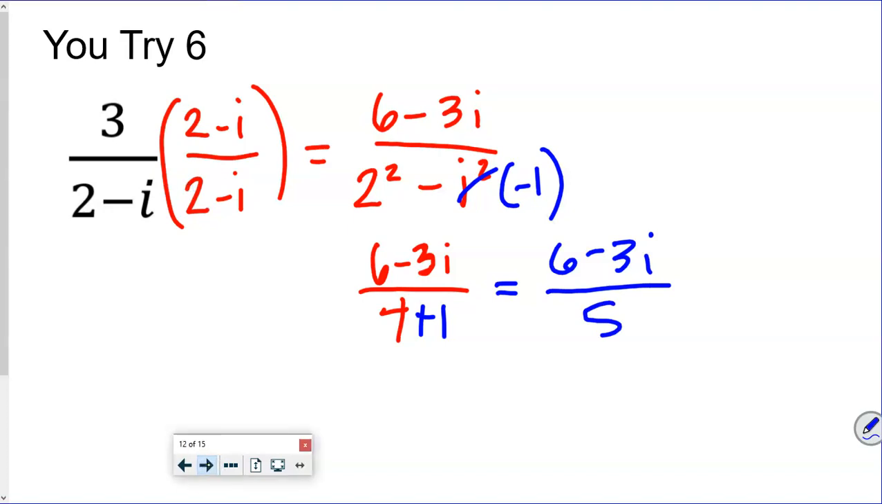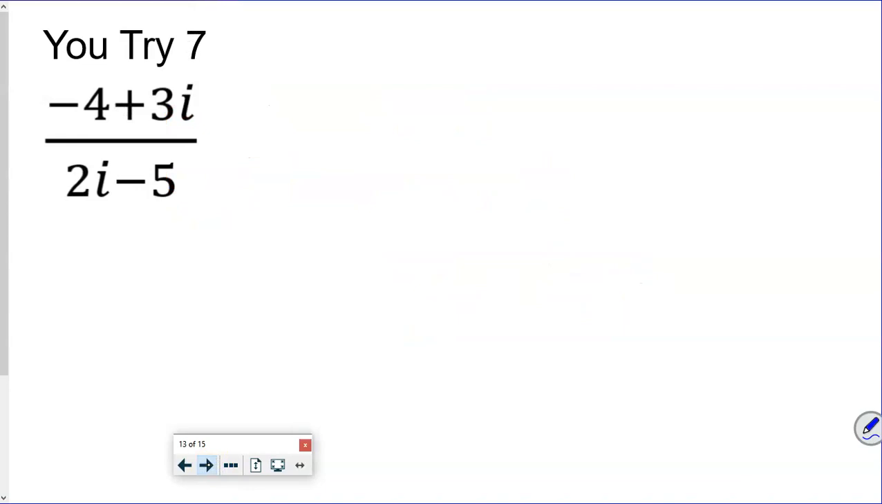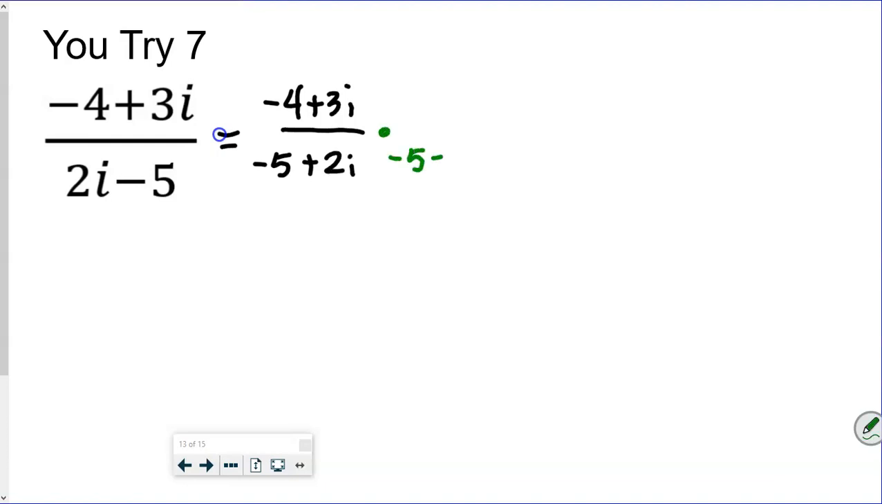All right. Here comes our fun one, right? Okay, so notice again, it's not in standard form. Y'all notice that this problem's not in standard form. So we're going to do minus 3 plus 3i over minus 5 plus 2i. We're going to multiply that times minus 5 minus 2i over minus 5 minus 2i.